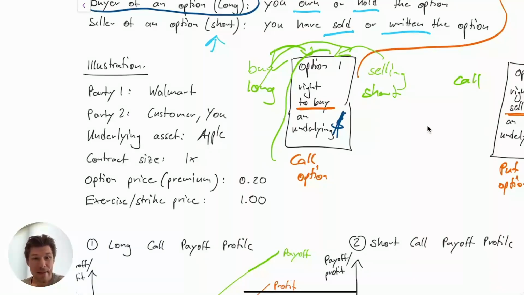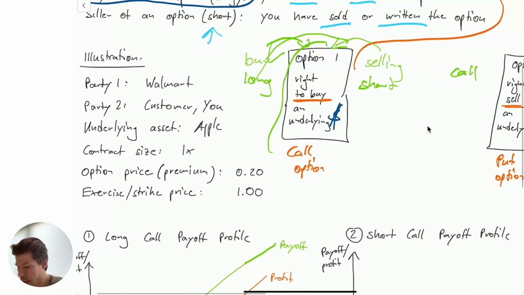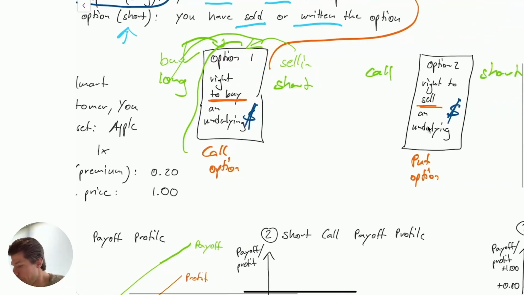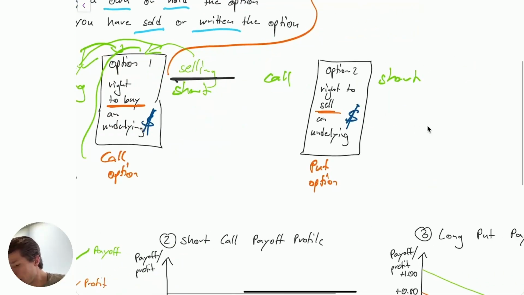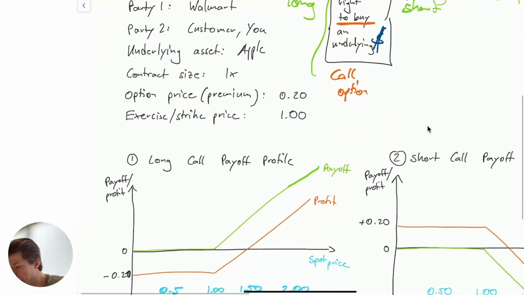This right does not come for free. You have to pay a premium, which is 20 cents. So for you to own this piece of paper, either option number 1 or option number 2 costs you money. You have to pay 20 cents and then you buy the right. If you're the seller, regardless whether we're talking about the call option or the short option, then you receive this money because you have issued and given away this right. So that's our example.